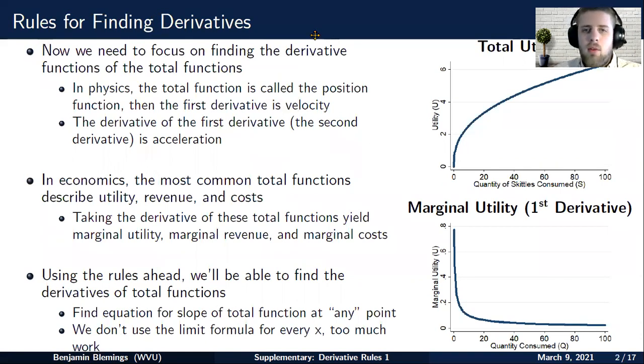In economics, the most common total functions that we'll be using describe utility, revenue, and costs. And so taking the derivative of these total functions yields marginal utility, marginal revenue, and marginal costs. And so using the rules ahead, we'll be able to find the derivatives of total functions without having to make h go to 0 at every single point on a curve, and not have to use that limit formula. And so we can get this marginal utility as the first derivative just from the function of the total utility. And so I'll come back to this later in this set of slides.